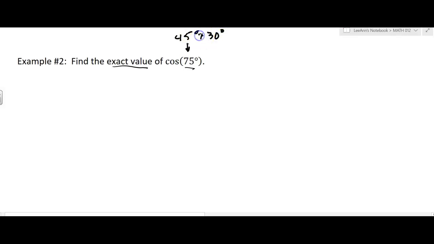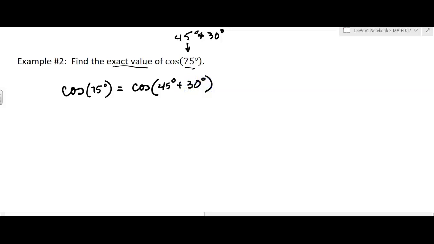So that's maybe the tricky part. 45 plus 30 is 75. So that's how we want to think of it. So we're going to say the cosine of 75 degrees, I'm going to do kind of a double thing here, is the cosine of 45 degrees plus 30 degrees.